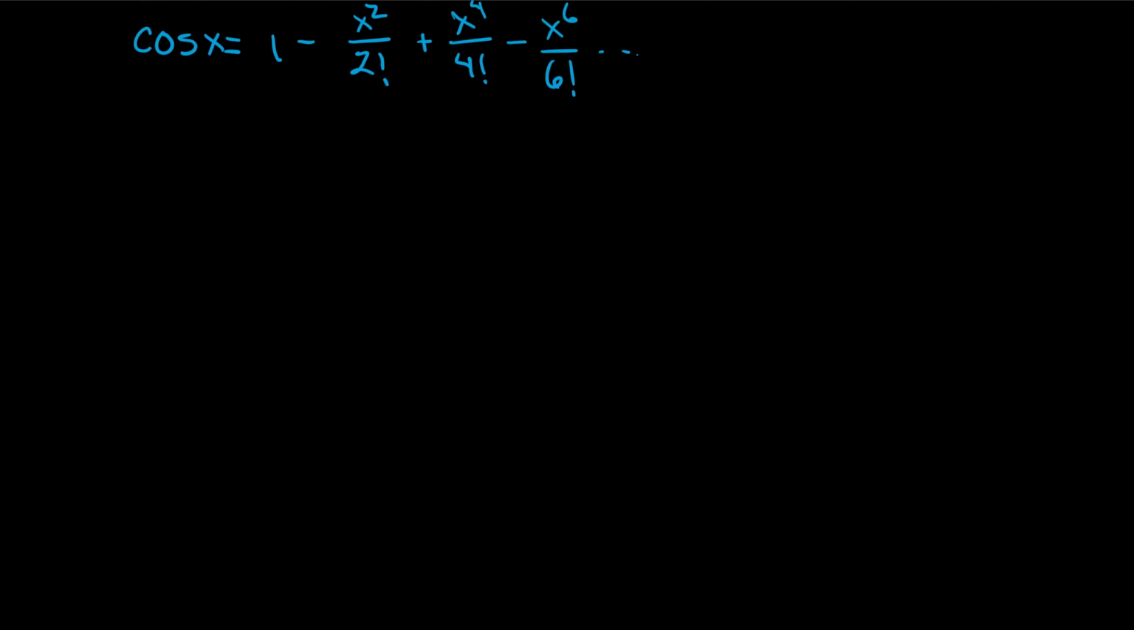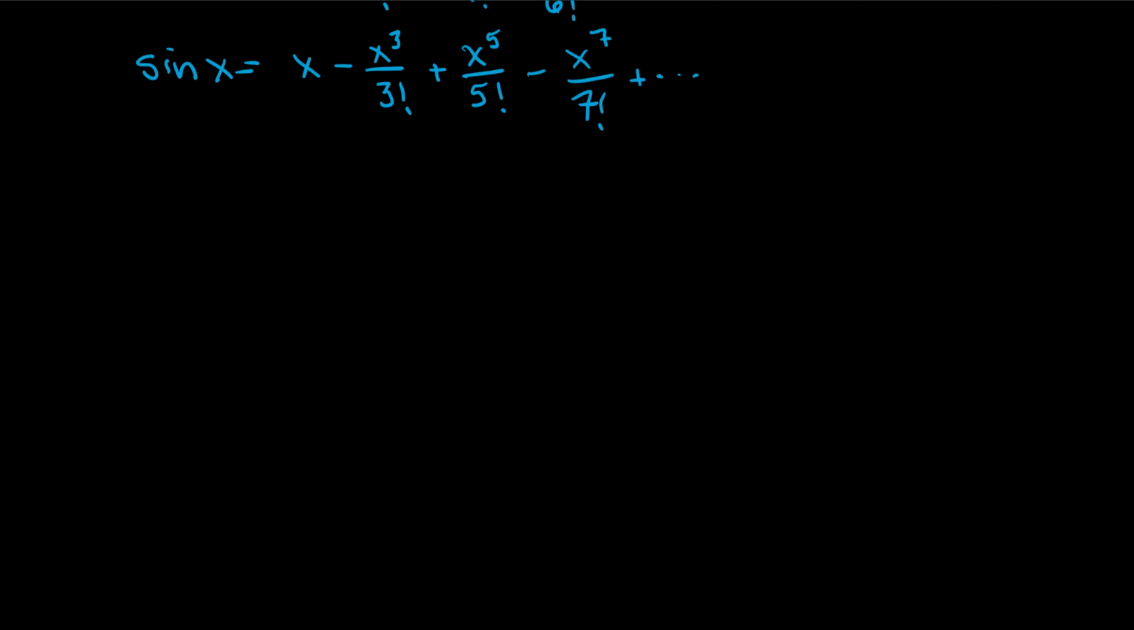For sine, it's similar. If you want to define sine using a Taylor series expansion, it works out to be x minus x cubed over 3 factorial plus x to the 5th over 5 factorial minus x to the 7th over 7 factorial. And this continues alternating signs all the way to infinity as well. Okay, so how does this help us?